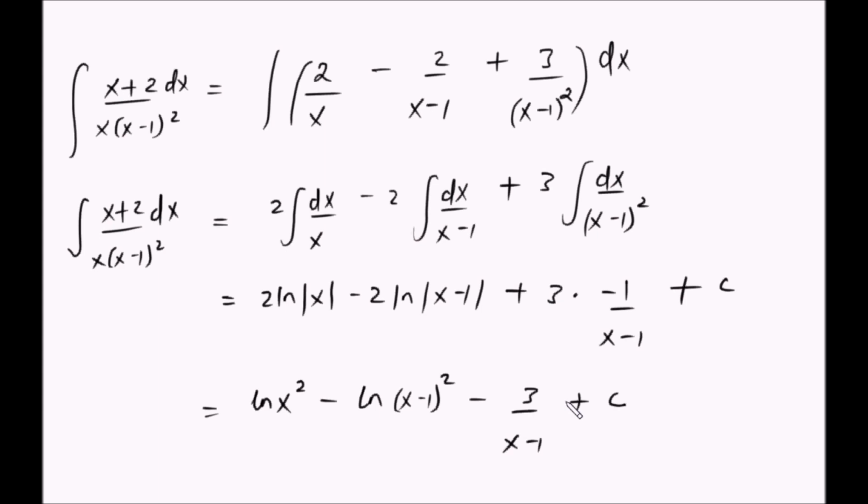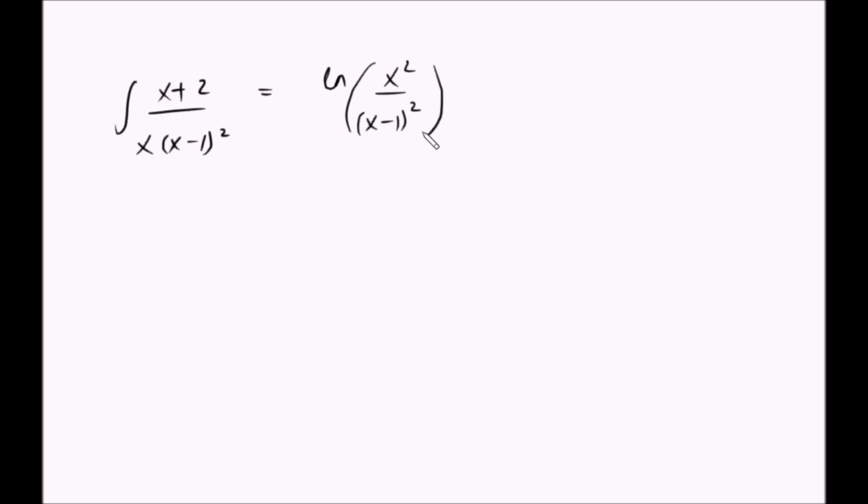So what will the final answer be? It will be like this: we have x plus 2 over, so when you subtract logs you divide, minus 3 over x minus 1 plus c. So to integrate with respect to x, this is the final answer.